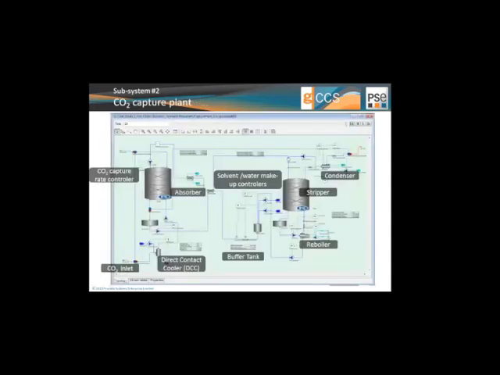On the capture side, we have a full MEA loop. This is a fully dynamic model with inertial terms on the key volumes of the system, so sumps, absorber and stripper columns, and obviously a reboiler, condenser and makeup tanks. We have implemented the relevant control elements that will make sure that the plant responds to disturbances. And this is something we'll see later on in the dynamic study.